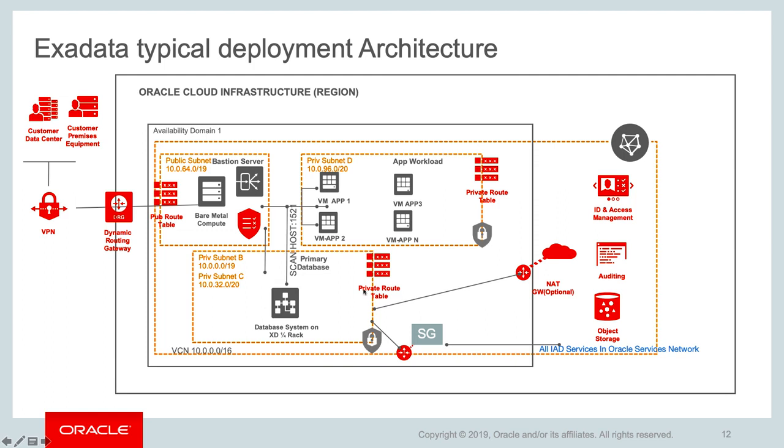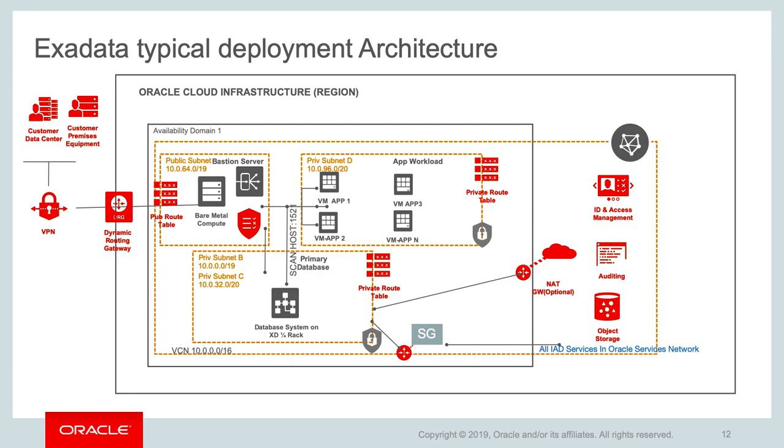So you will have one or more private routing tables. They are for routing traffic for egress and ingress. Depending on the need, you can have additional gateways. In this case, I am showing you that a service gateway can talk to all of the IAD services in Oracle Service Network. It can talk to the object storage for backup needs. It can talk to storage services for patching needs. The NAT gateway here is optional.